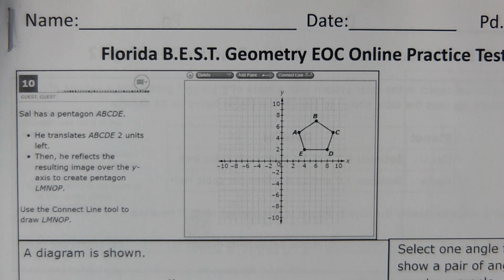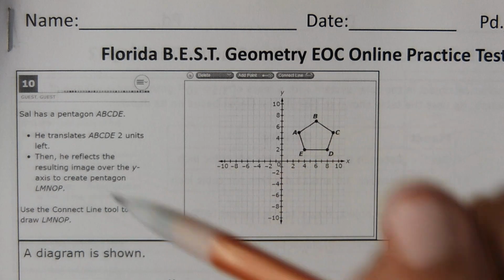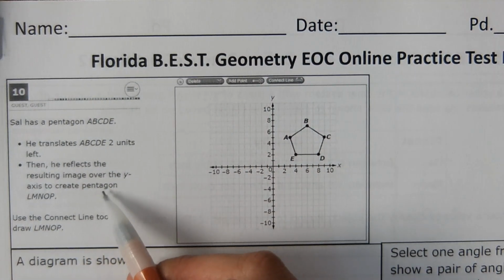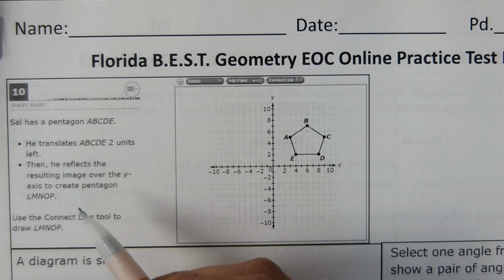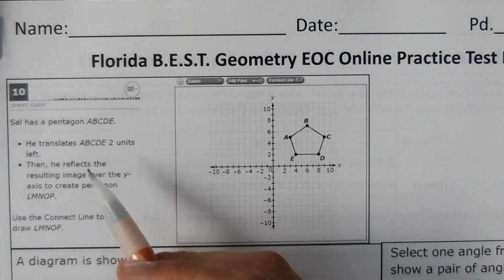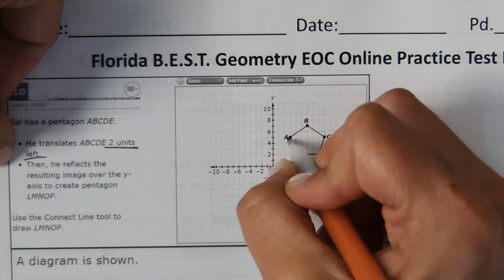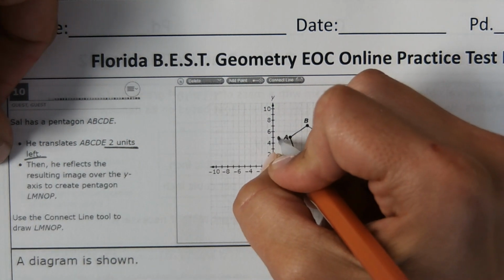Okay, so it says that Sal has a pentagon, ABCDE, it shows it there. He translates the pentagon 2 units to the left, then reflects the resulting image over the y-axis. So composition of transformations, you have to do them in the order it states. So the first thing is translate it 2 units to the left. So you're going to take each point and just move it over 2 units to the left.